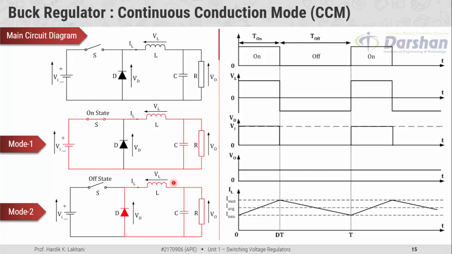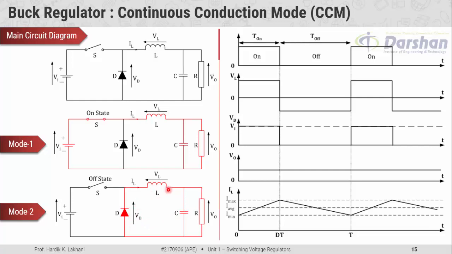On the right hand side the polarity becomes positive, on the left side the terminal becomes negative. Due to that, this diode comes into the forward bias condition and it can be thought of as a short circuit element. Whatever energy was stored by the inductor during mode 1 gets released into the load via this freewheeling diode D.